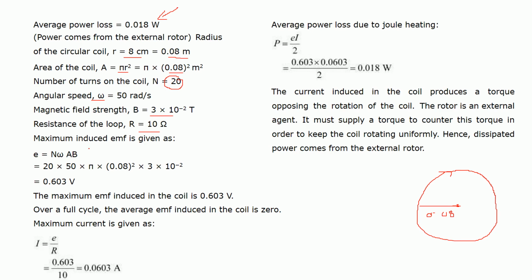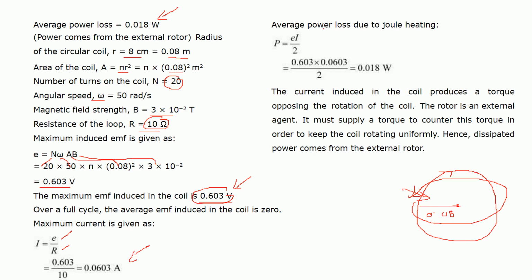Now the maximum induced EMF for a circular coil will be N omega A B. N you know, omega you know, then area pi r square you know, and B is also given. So this will be 0.603 volt. So the maximum induced EMF is 0.603 volt. Now over a full cycle, the average EMF induced in the coil will be 0 when it comes again, right? What will be the maximum current? This is given by EMF by resistance. So 0.603 divided by the resistance, which is 10. This much. So we get this as the maximum current.